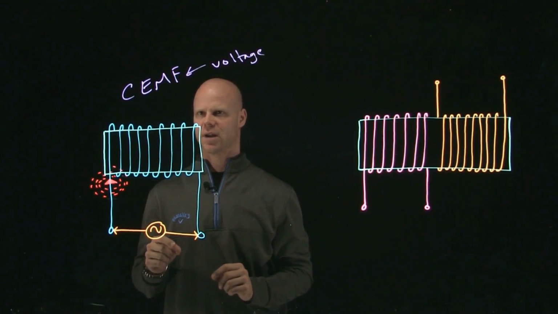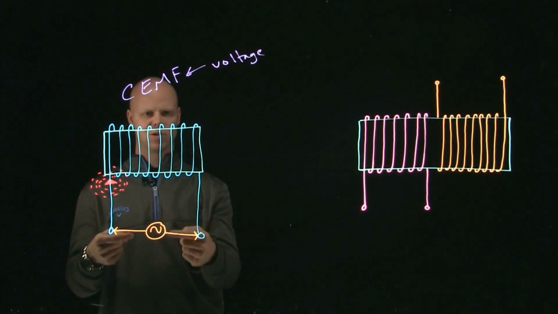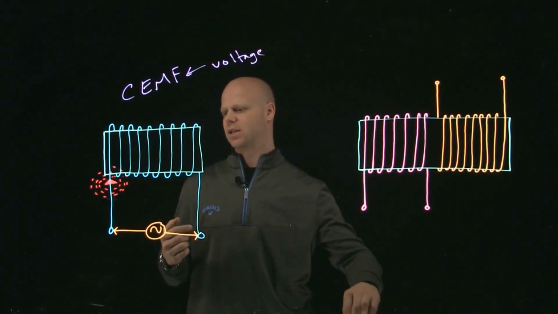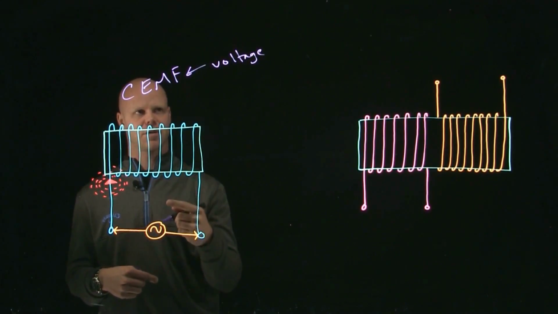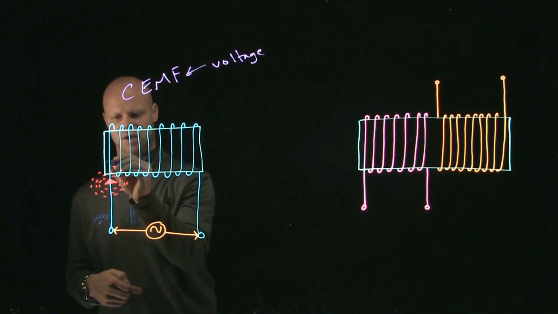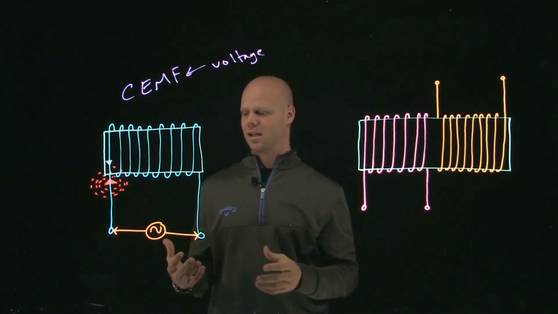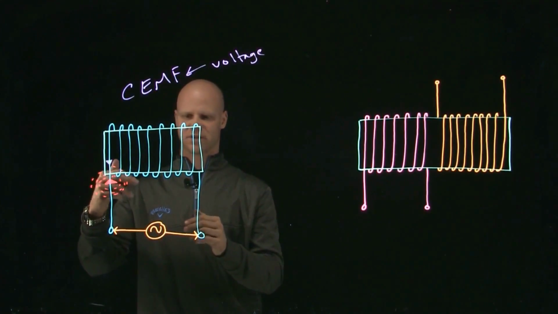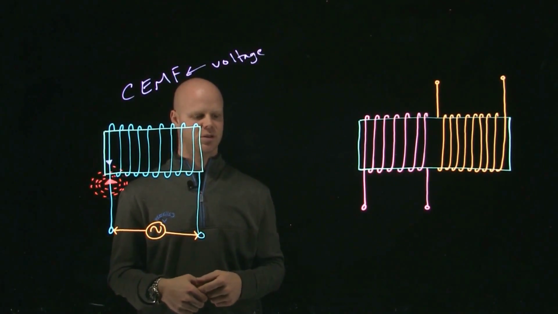Important thing about that counter EMF is that the voltage that is produced is always opposing the change that created or caused it. So if I have a current that's flowing in this direction, that counter EMF is going to produce a current in the opposite direction. What that causes is a lagging relationship between current and voltage, because it takes a period of time for that current to reach a maximum value as it flows through this coil.